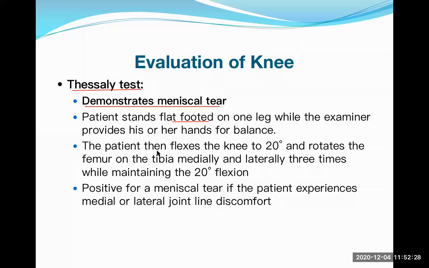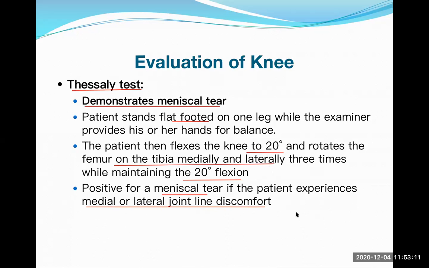The patient is asked to flex the knee to 20 degrees and to rotate the femur on the tibia medially and laterally 3 times while maintaining the 20-degree flexion. So this is asking the patient to flex the knee to 20 degrees first and rotate the femur on the tibia medially and laterally 3 times each while we maintain that angle. Now, what is the interpretation? This test is positive for a meniscal tear if the patient experiences medial or lateral joint line discomfort while we do this maneuver.